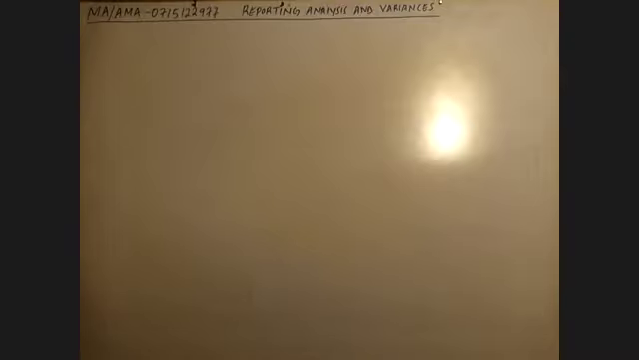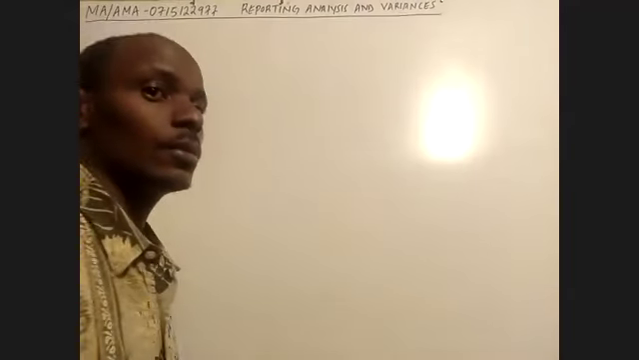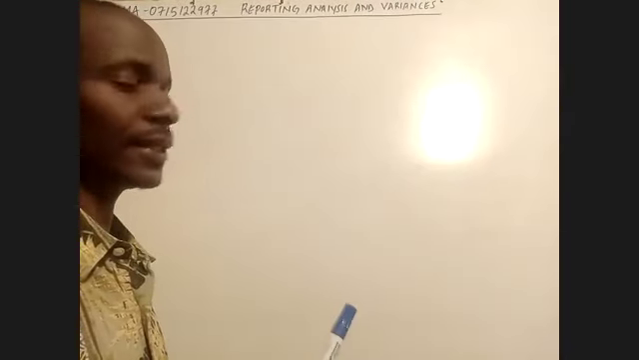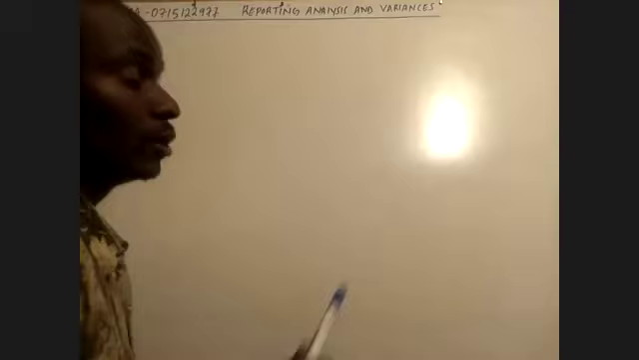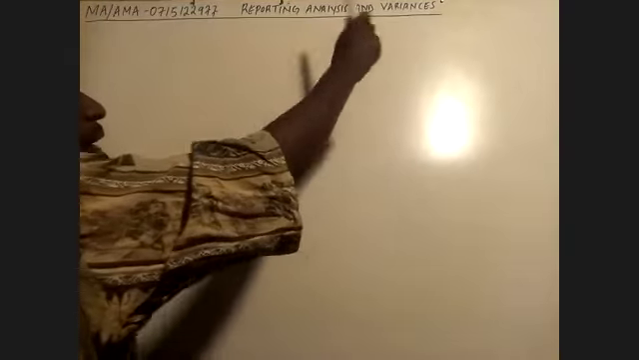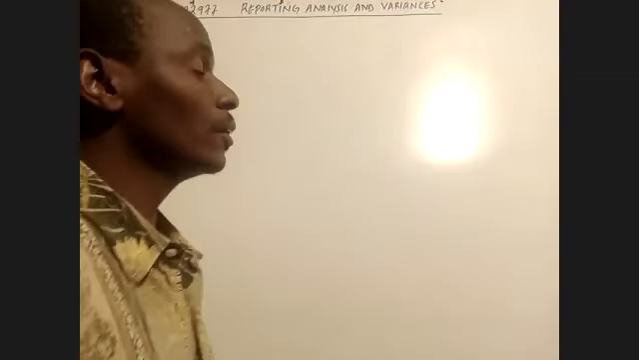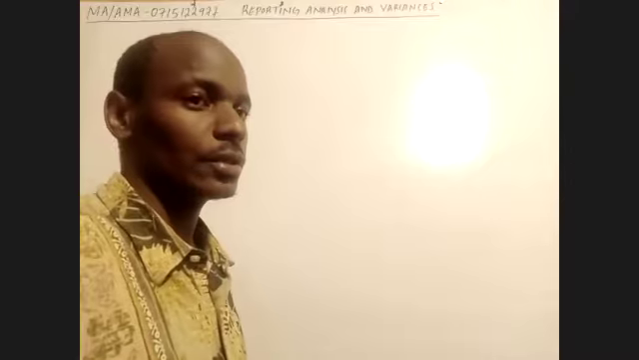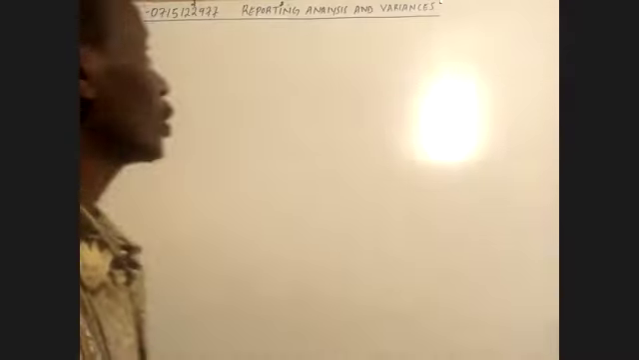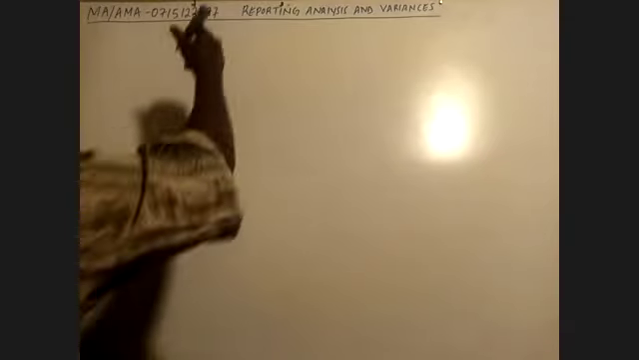Now, the video covered variances. The video did not cover reporting analysis. Let us start with the reporting analysis, then we finalize on variances because we already have the video. So we just talk a few things. Now, reporting analysis, we talk about activity-based costing.